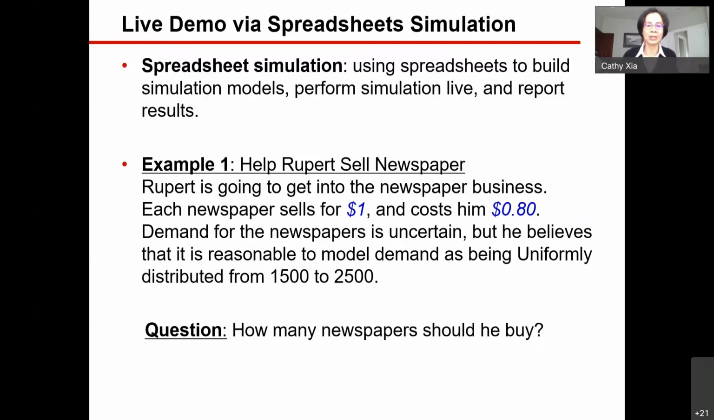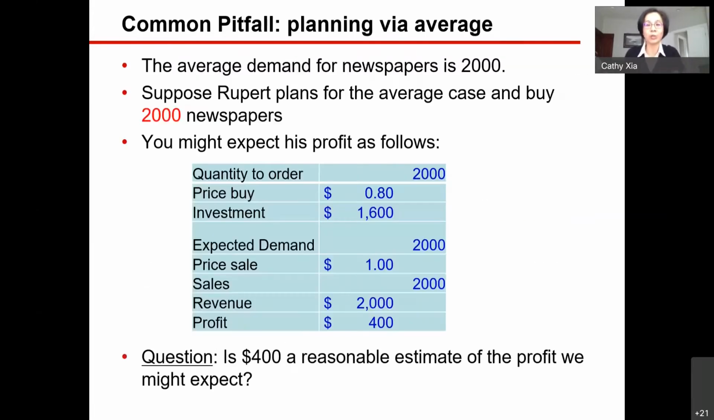The question we ask the students is, how many copies do you think Rupert should buy every morning? The classical, or common pitfall, approach is to do some analysis and understand the expected demand. For a uniform distribution from 1500 to 2500, it is 2000. Since the expected demand is 2000, you reason that you should plan based on the expected demand. So suppose Rupert orders exactly 2000 copies every morning, since he expects the demand is 2000.